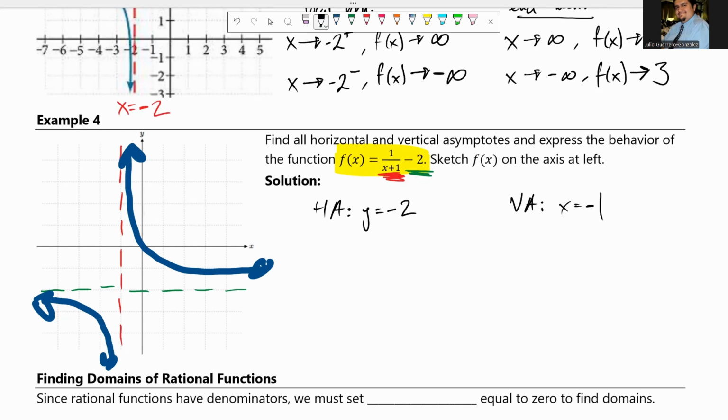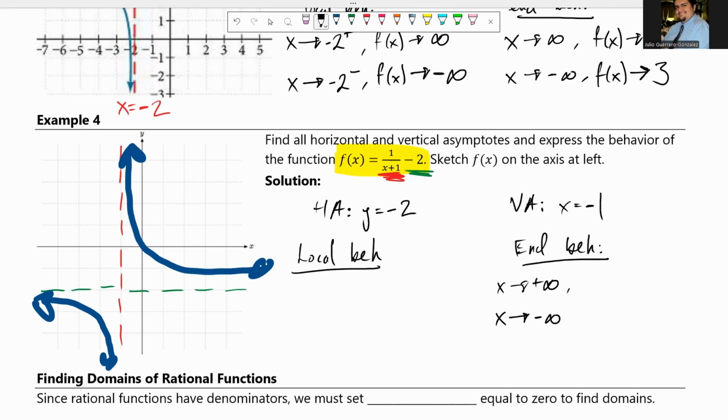Okay, now let's do the end behavior. Local and end behavior. Let's do the end behavior first, since that one seems to be easy. So as x goes to positive infinity, and x approaches negative infinity, we want to know what my f of x values are tending toward.